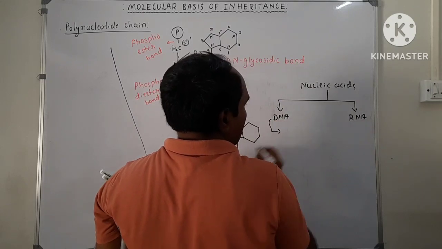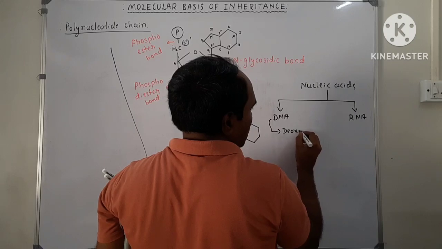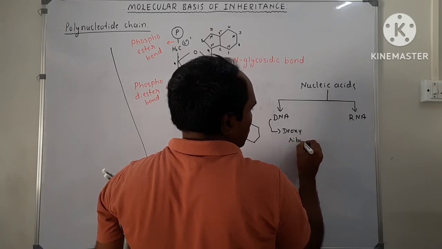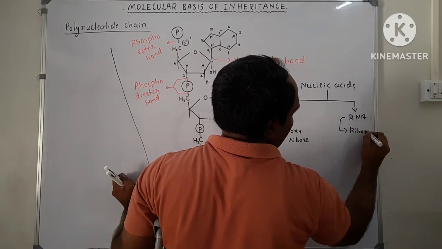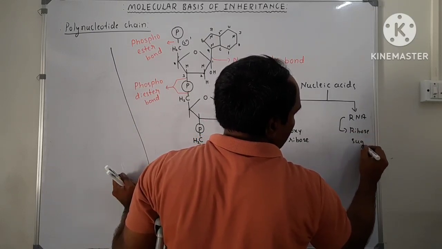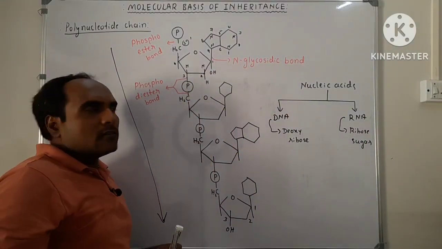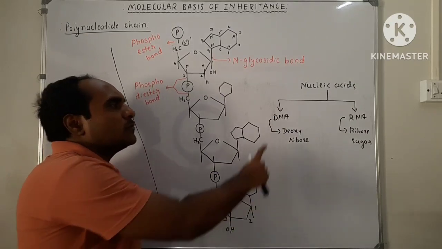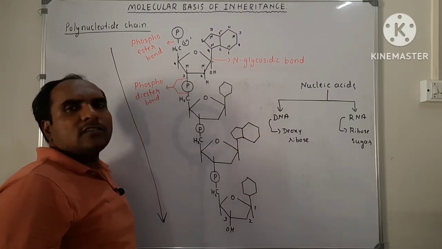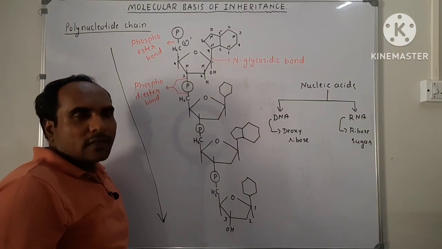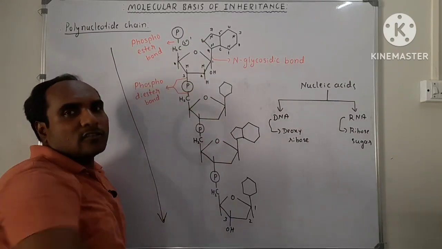In DNA, the pentose sugar is deoxyribose. In RNA, the pentose sugar is ribose. In this way, based on what type of pentose sugar is found in the polynucleotide chain, nucleic acids are classified into two types, DNA and RNA. DNA means deoxyribonucleic acid, RNA means ribonucleic acid. Getting my point? In this way, nucleic acids are made up of nucleotides.